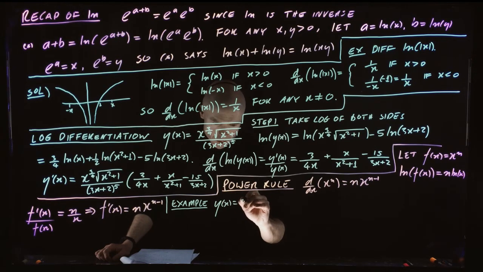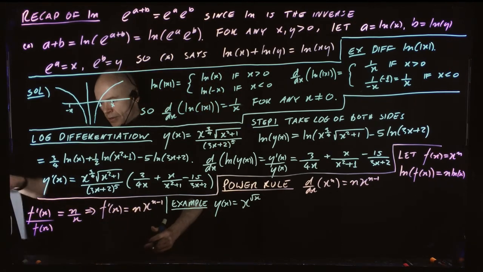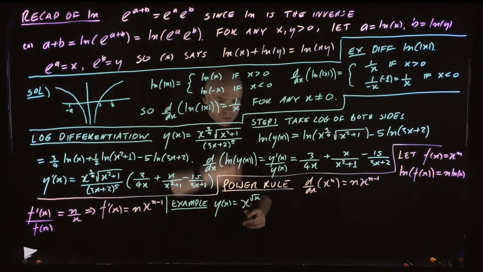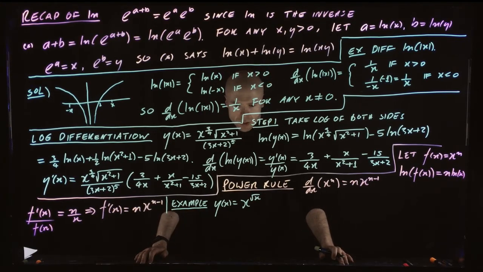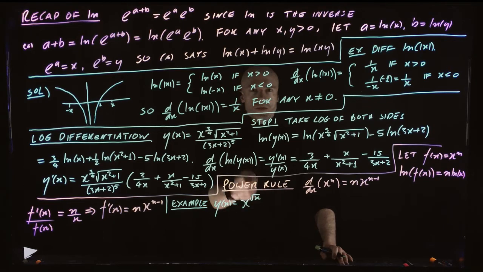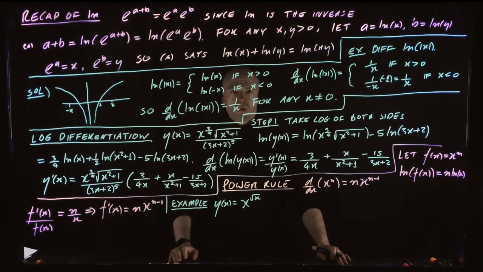Y of x equals x to the square root of x. Okay, so this would stop many students. I've seen many exams where students panic when they see this and try to apply the power rule. This is not the power rule, right? This is not a function you apply the power rule to. This is not x to some fixed number n or whatever. This is x to the square root of x.